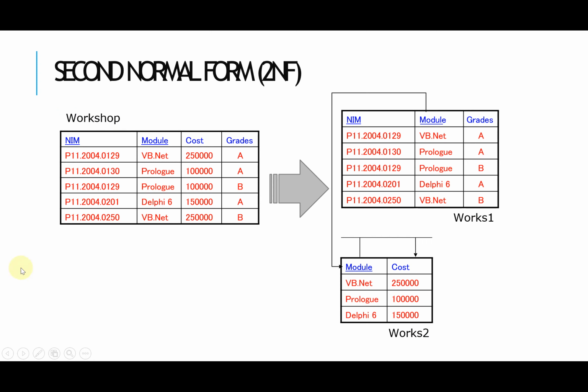Okay, so before it's like this workshop, and we can split or decompose into two tables. Okay, because cost is not dependent on the module. So we have table 1 or works 1 with name, module, and grade. So works 2 or table 2 has the module and cost.